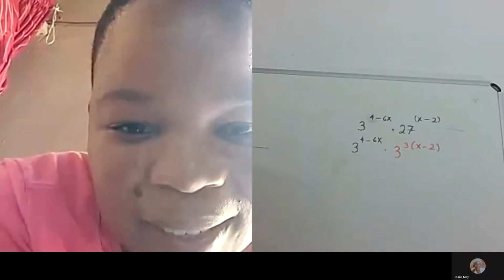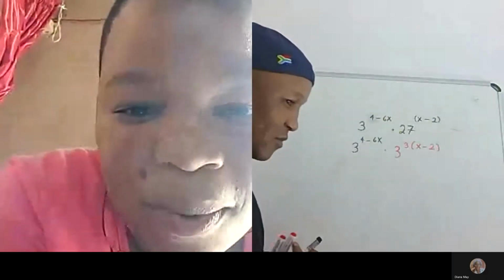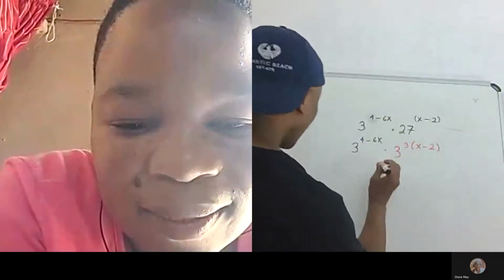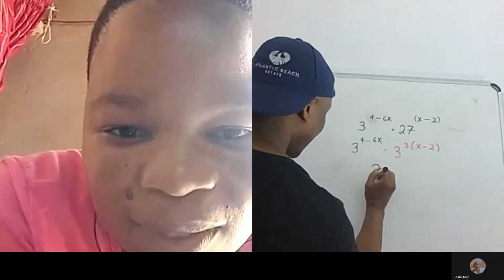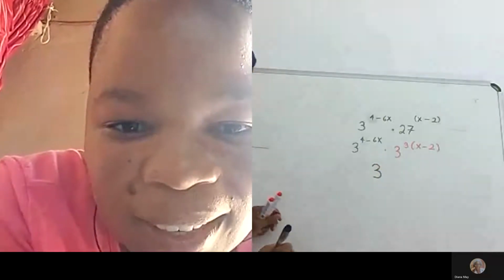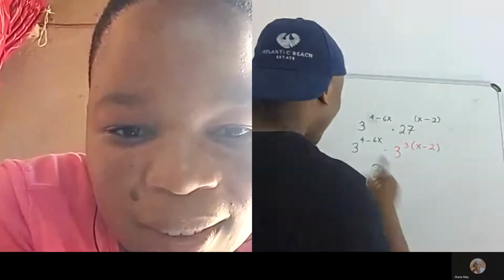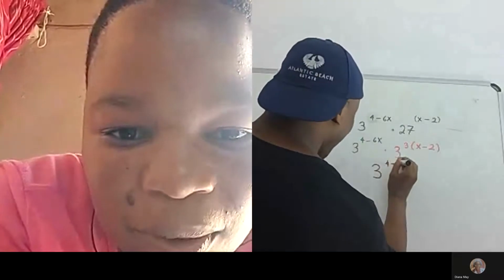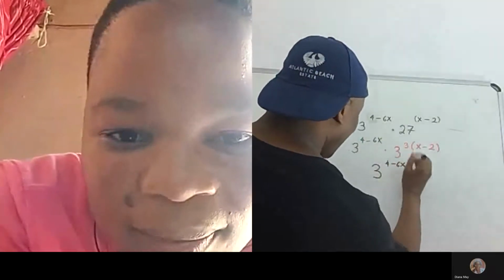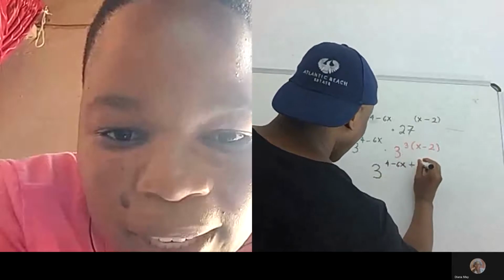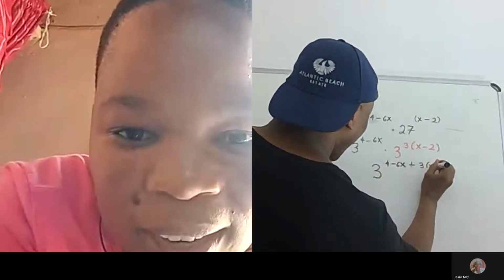Then we're adding. The base is the same now. We're going to take one base and then add the powers. So this is going to be 4 minus 6x plus 3 bracket x minus 2.